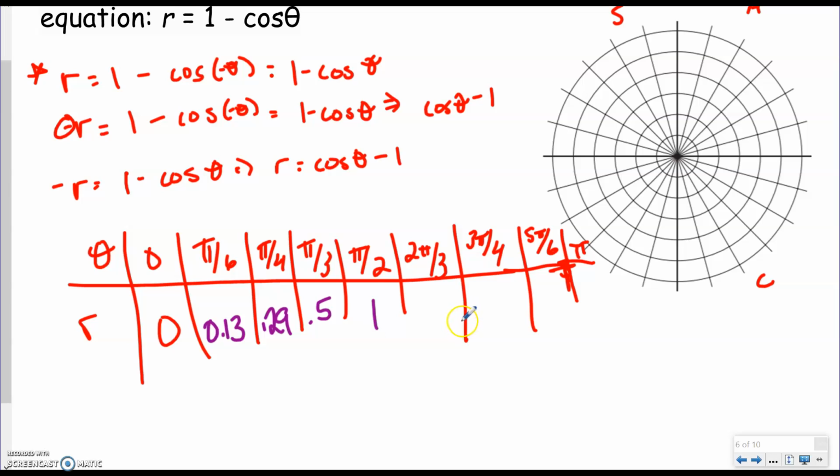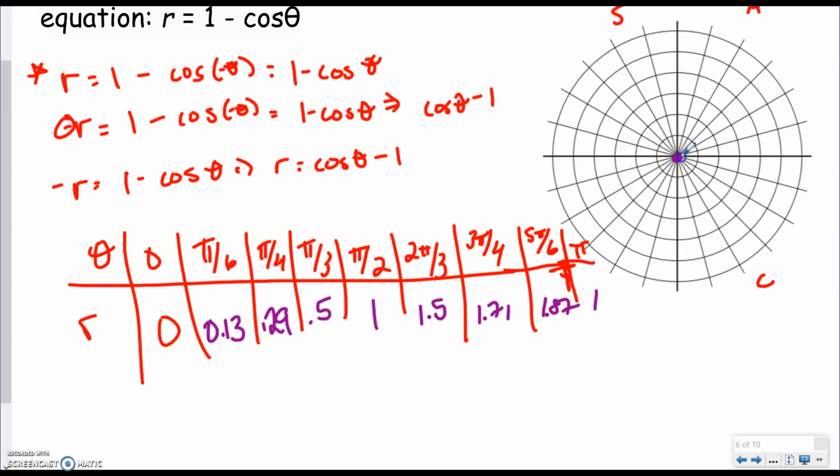At 2 pi over 3, we get a negative 1/2, so 1 minus negative 1/2 is a positive 1.5. At 3 pi over 4, we get 1 minus negative square root of 2 over 2, which is 1.71. At 5 pi over 6, we get 1 minus negative square root of 3 over 2, which is 1.87, and then 1. Okay, so I'm going to go ahead and plot those.